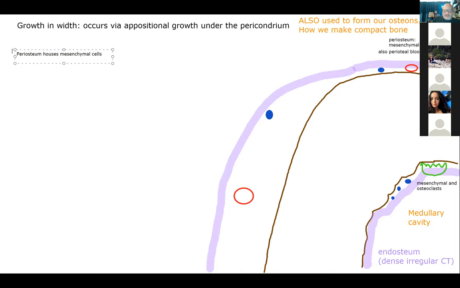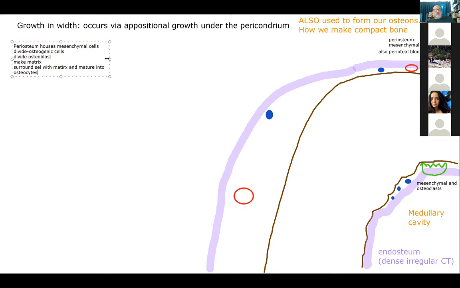And as we know, they divide and they produce our osteogenic cells. And those divide to produce osteoblasts. And our osteoblasts make matrix, surround themselves with matrix, and mature into osteocytes. Again, we've talked about this numerous times, so there's no new information there, but we know that's exactly what's going to happen.